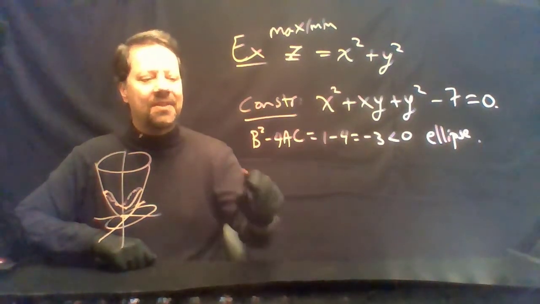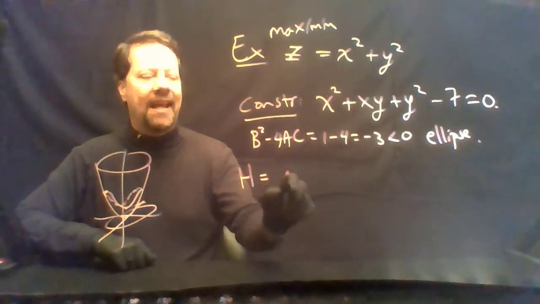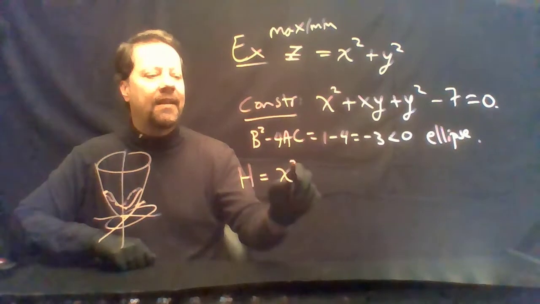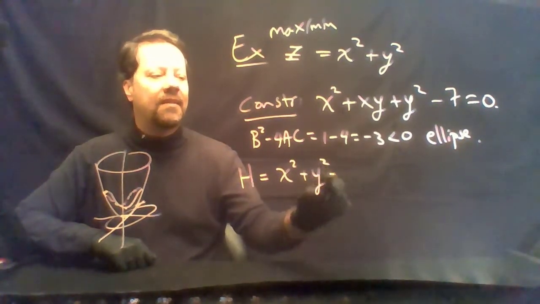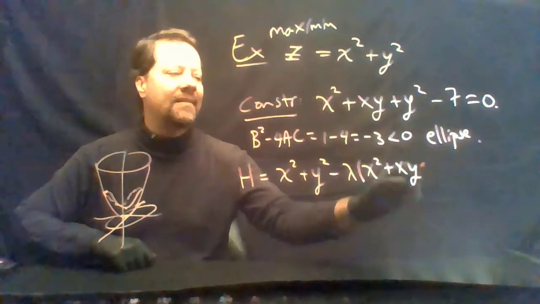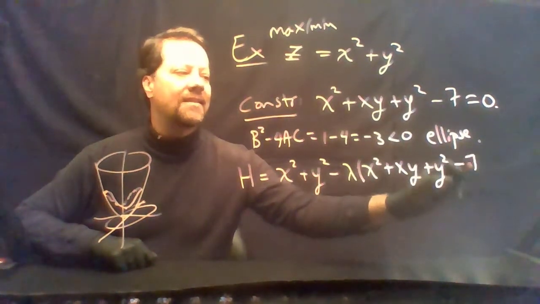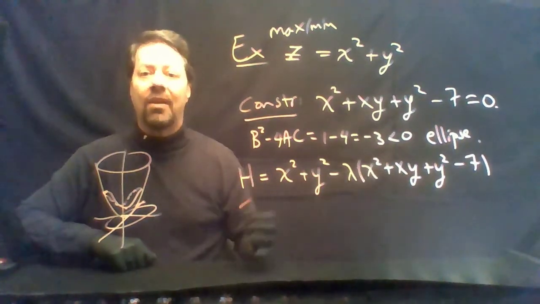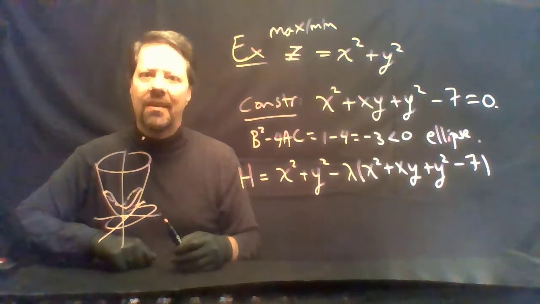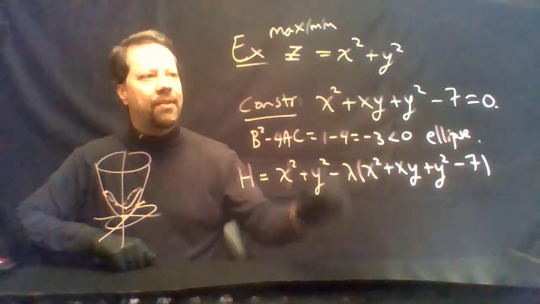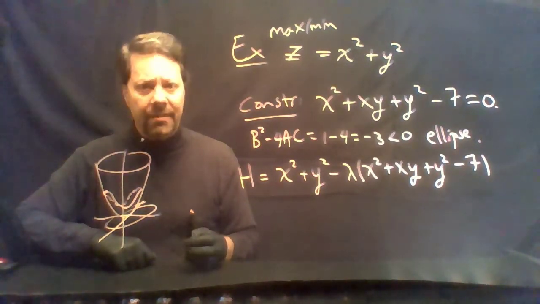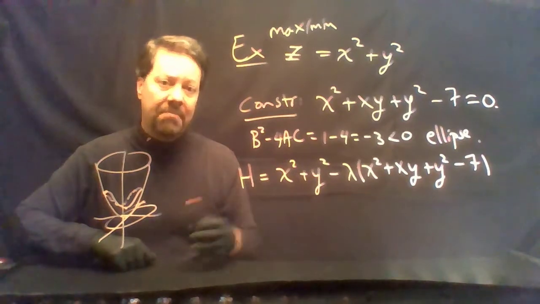So to do this, we'll set up this function h, which is f minus lambda g. It's going to be x squared plus y squared minus lambda times the quantity x squared plus xy plus y squared minus 7. And then all we have to do is find the critical points of the function h. Once we know the critical points, we'll plug those into the objective function and determine which ones give us the largest values and which ones give us the smallest values.